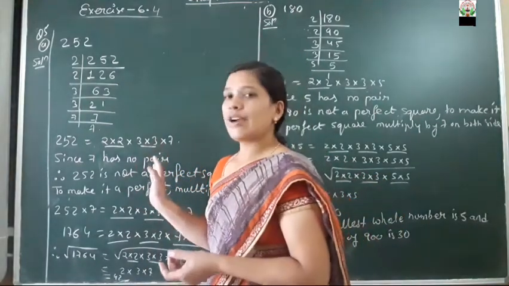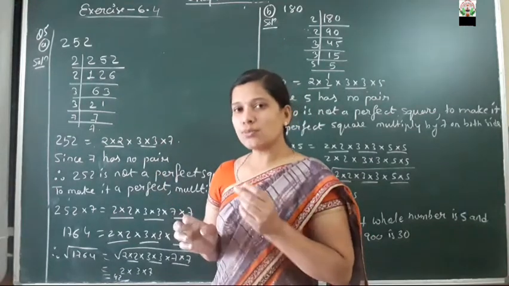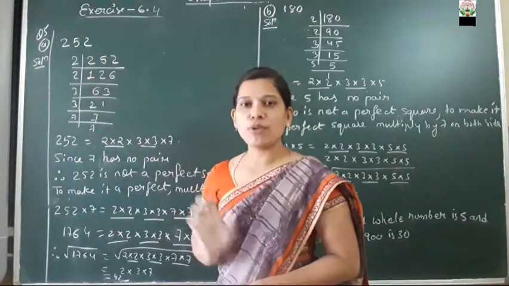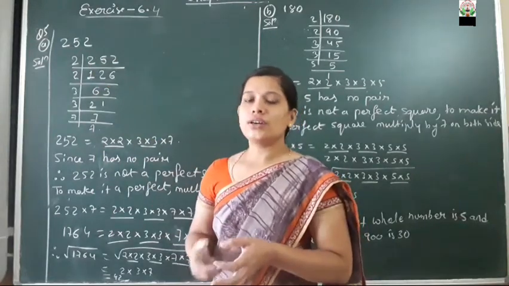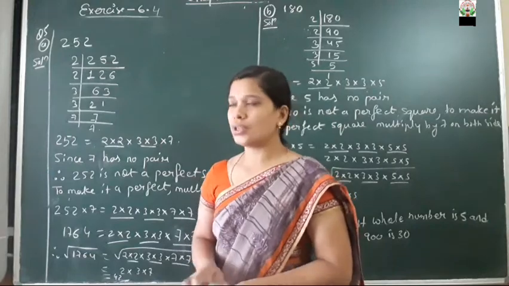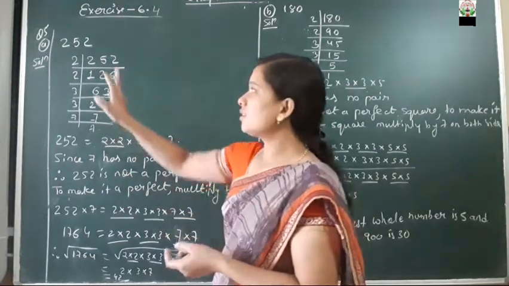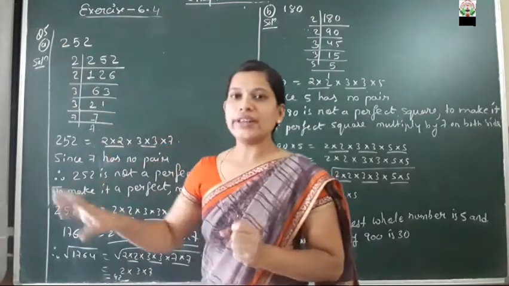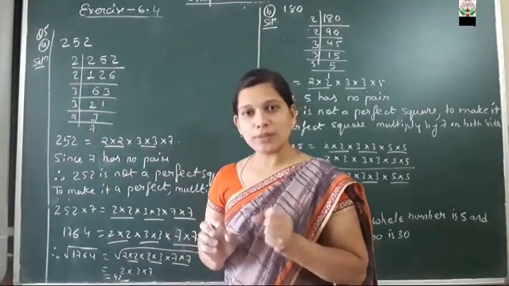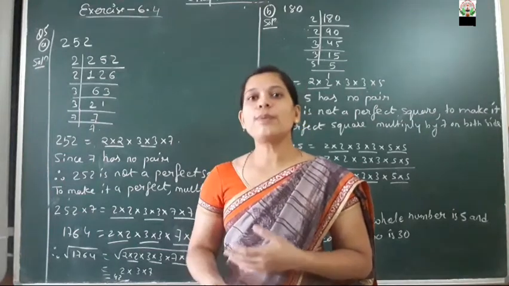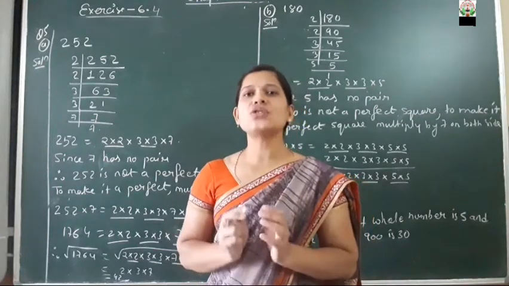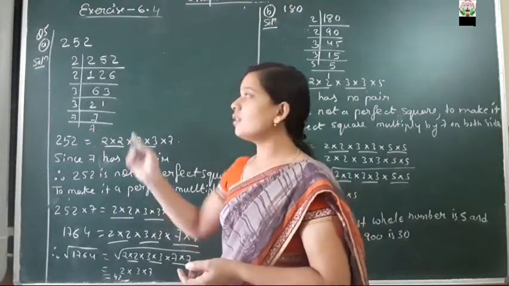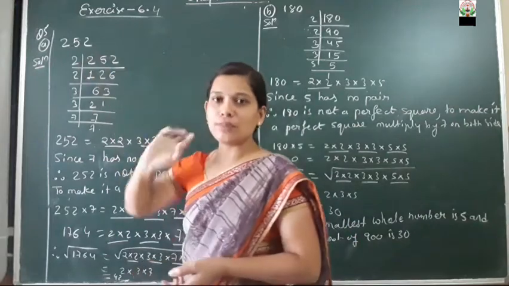In this question number 5, it is said that you have to find the smallest whole number which will be multiplied with this number to make it a perfect square, and also find the square root of that number. Understood the question? The question says that this 252 is not a perfect square. It is already clear that the number 252 is not a perfect square. In order to make it a perfect square, we have to find the smallest whole number which will be multiplied with this number 252 to make it a perfect square.